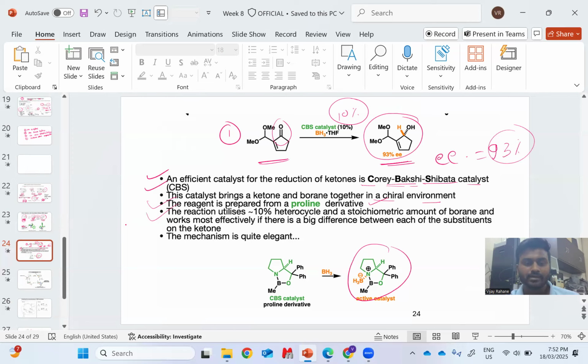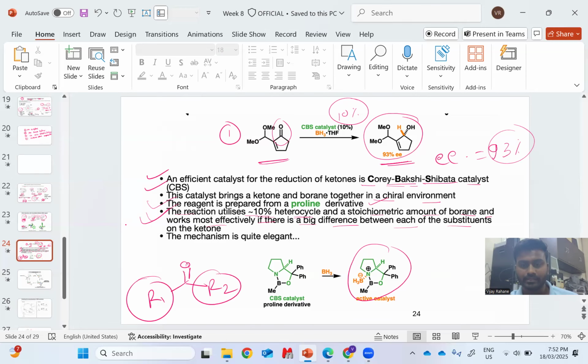The reaction utilizes nearly 10% of the heterocycle and a stoichiometric amount of boron, and works most effectively if there is a big difference between the substituents on the ketone. On the ketone there will be only two different side groups, say R1 and R2. If there is a difference in the sizes of R1 and R2, then the enantiomeric excess in the product will increase. The mechanism is also quite elegant and quite simple.